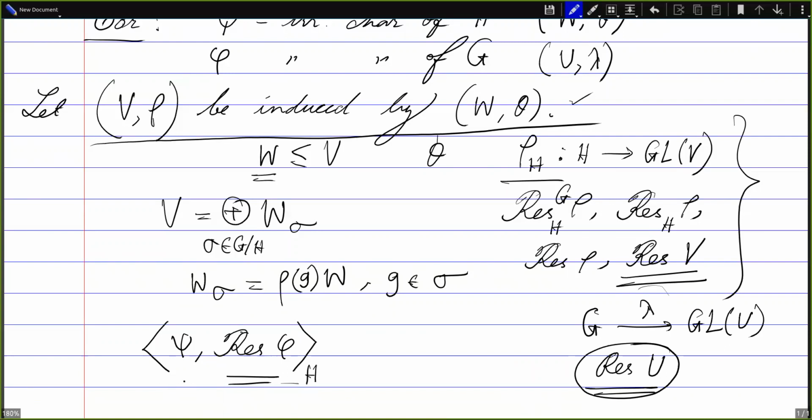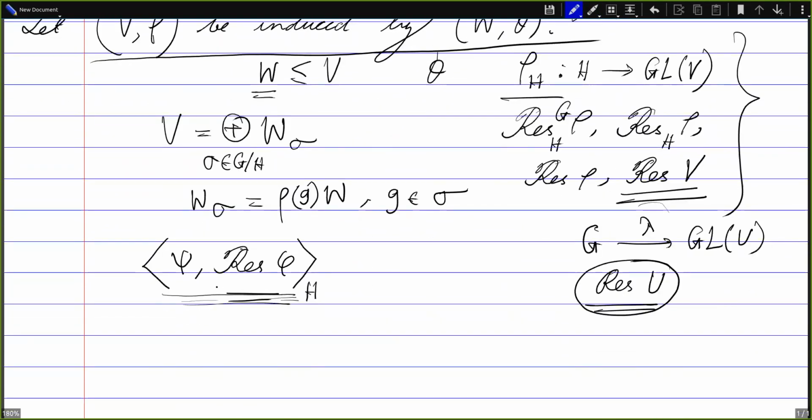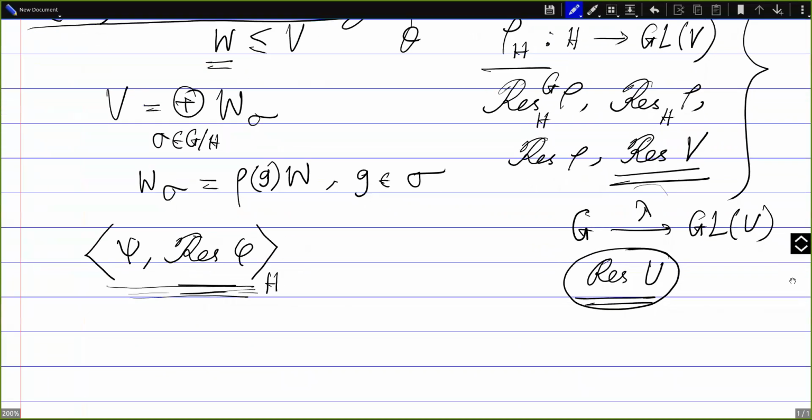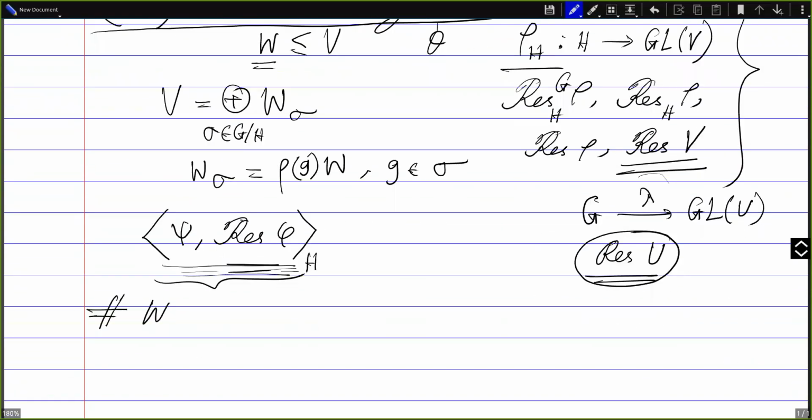So thus, in view of that, this is nothing but the number of times the representation theta occurs in res phi, that is, I should simply write like this, the number of times W occurs in res U. Because this is an irreducible character, the inner product of an irreducible character with another character is just saying the number of times that irreducible representation occurs in that representation. So this is the left hand side, and what is the right hand side?